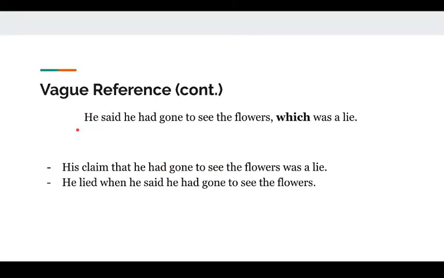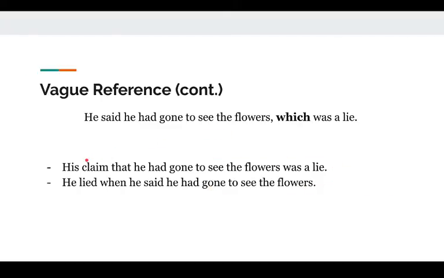In this second sentence that we were looking at, he said he had gone to see the flowers, which was a lie. So here, which is referring to this entire clause of he said he had gone to see the flowers. So his claim that he had gone to see the flowers was a lie, and he lied when he said that he had gone to see the flowers are two ways to fix this sentence to get rid of the vague reference.